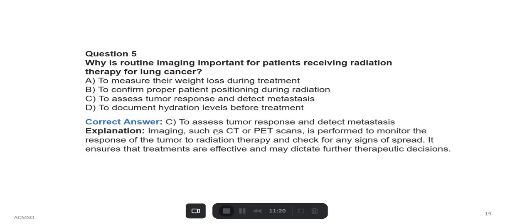The answer is C, as imaging such as CT or PET scans is performed to monitor the response of the tumor to radiation therapy and check for any signs of spread. It ensures that treatments are effective and may dictate further therapeutic decisions.